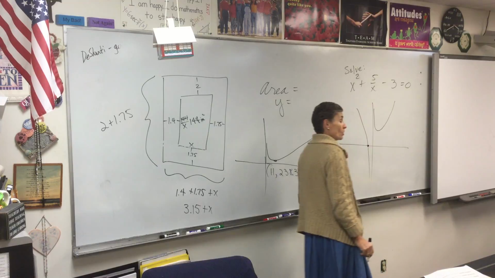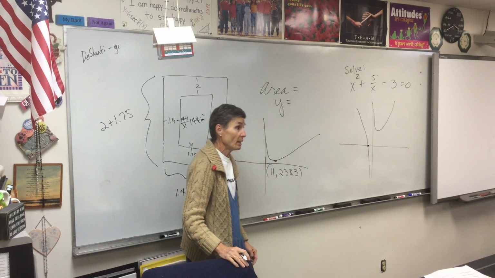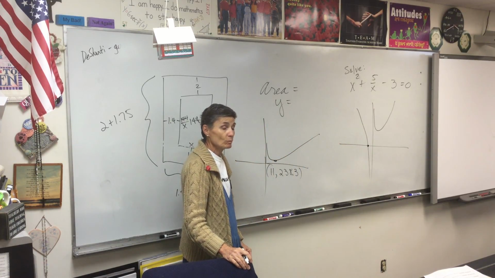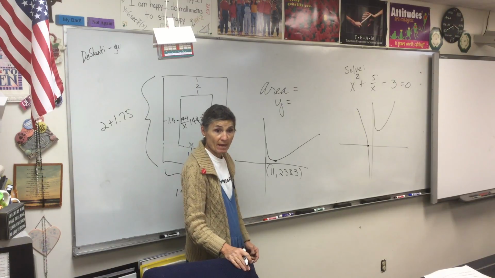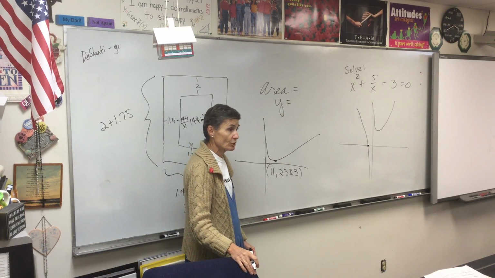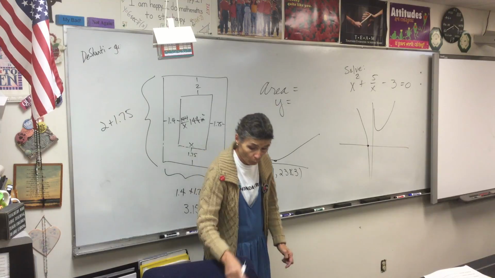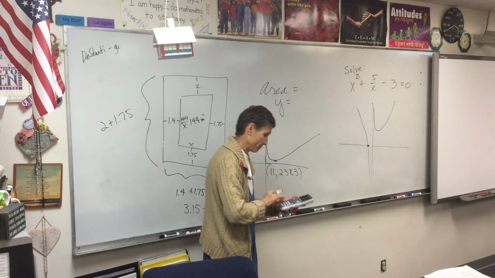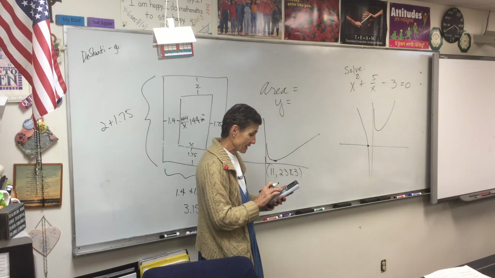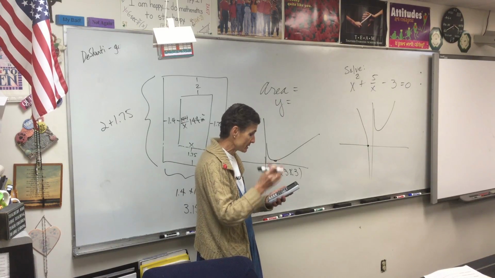Now, it appears to only cross in one place, right? Which is fine. That means the other answers are imaginary. I have one answer, it's good. And how would I find that one answer? Yep, I go back to second calc, just like I have a million times.